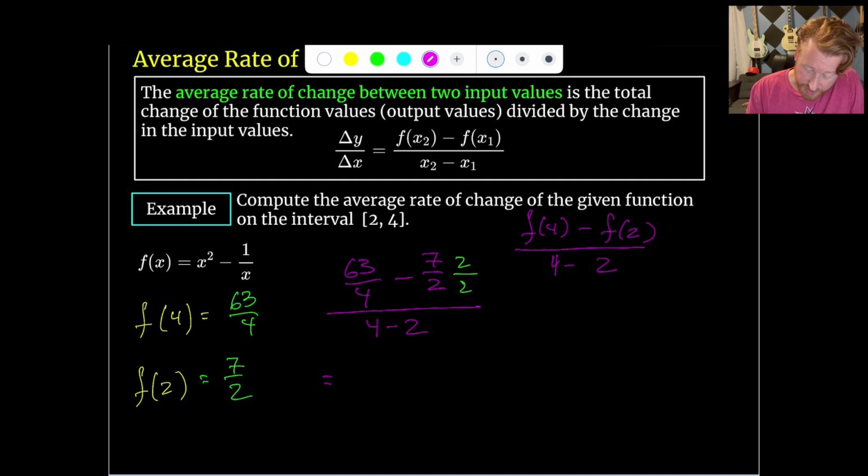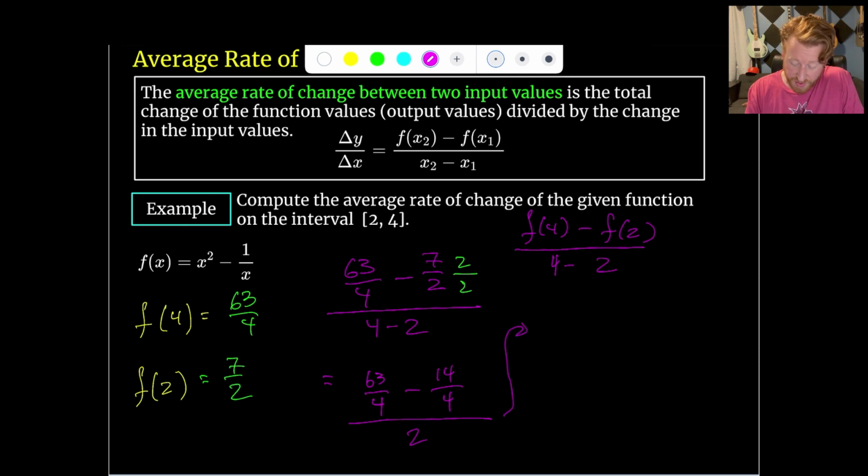So then in my next step, I'm going to have 63 over 4 minus 14 over 4 all over 2, which is going to give me, let's see, 63 minus 14 is 49 over 4 all over 2, which is going to give me 49 over 8.